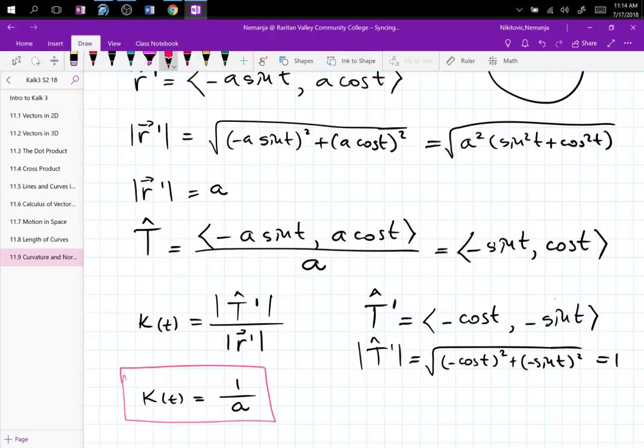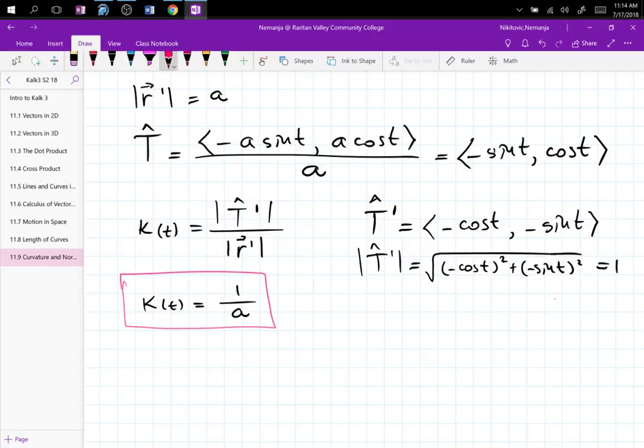So if your radius is 10, curvature is 1 over 10. If the radius is a half, curvature is 2, and so on. So the curvature of a circle depends on the radius of the circle, and hopefully you see that the smaller the radius, the bigger the curvature, the bigger the radius, the smaller the curvature, because they're inversely proportional in this case, which makes sense. The smaller circle turns quicker.